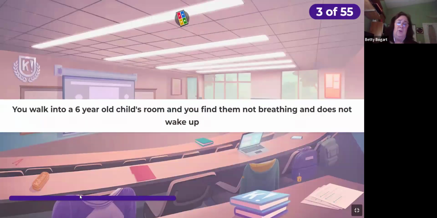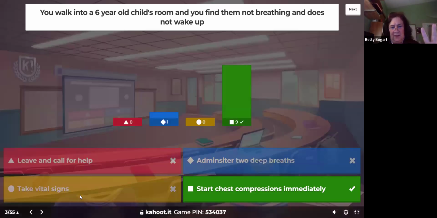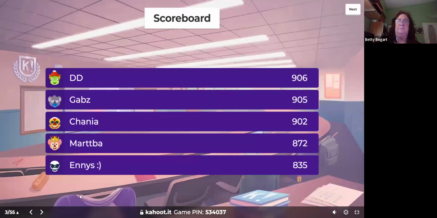You walk into a 6-year-old's room and you find them not breathing and doesn't wake up. What are you going to do? I threw a CPR in there for you. Remember, there's one-man CPR and there's two-man CPR, right? First thing you do is start chest compressions. And of course, I know me, I'd be yelling for help as I'm doing those compressions, or pushing the button over the head. But yes, you start with chest compressions. And one man, you're going to do the 30 compressions. Two man, two breaths, and 15.